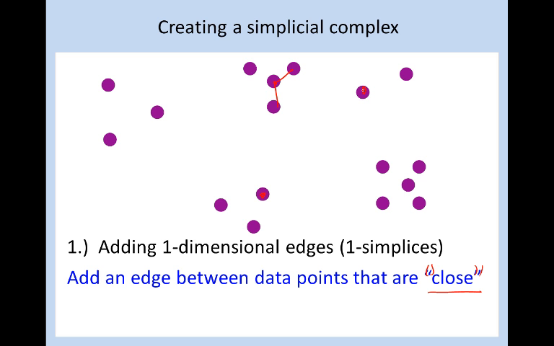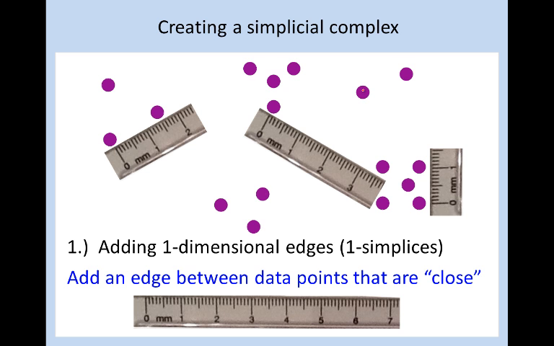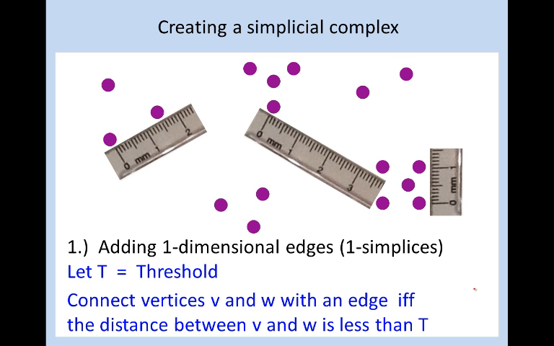For now, let's assume standard Euclidean distance. So we can measure or calculate the distance between two points to determine if they are close. But we still need to define close. Thus, we will choose a threshold. We will connect a pair of vertices, V and W, with an edge if and only if the distance between these vertices is less than our threshold. But it is not always obvious how to choose the threshold. This problem can be dealt with by using persistence, which we will briefly introduce later in this lecture.